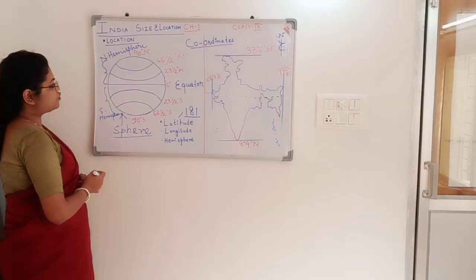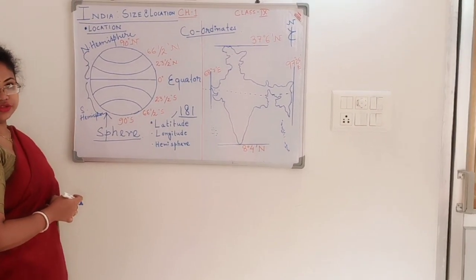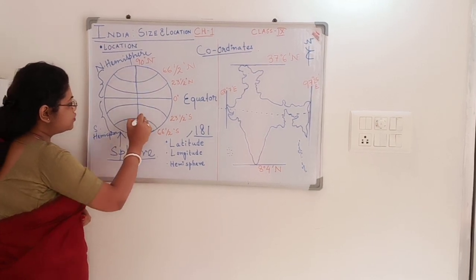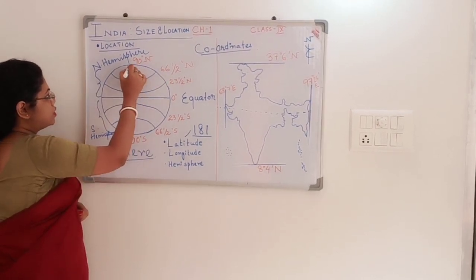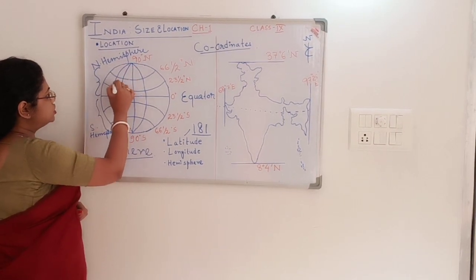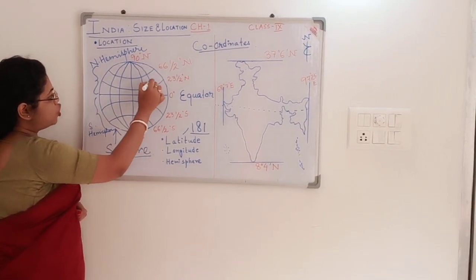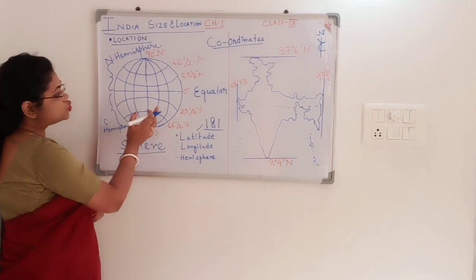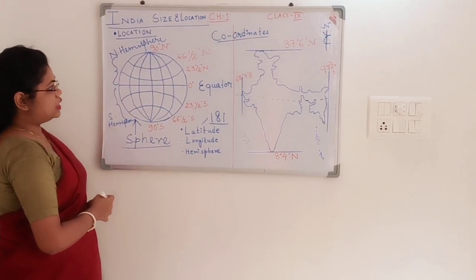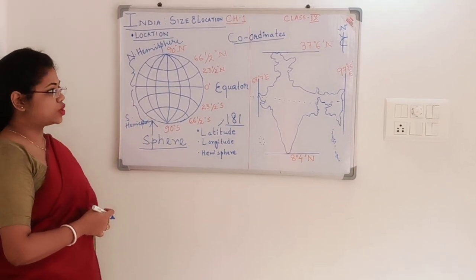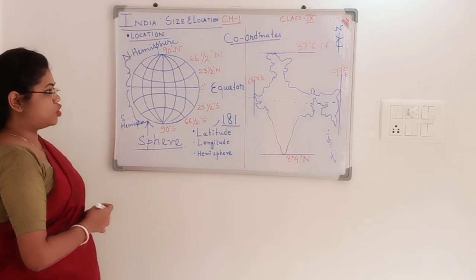Like the latitudes, we have so many longitudes also on the earth. Now what is a longitude? If I make a vertical line over the earth, all these lines are called the longitudes. Longitudes are the vertical lines. They are not parallel to each other, and with the help of latitude and longitude, we can locate the exact location of a place.